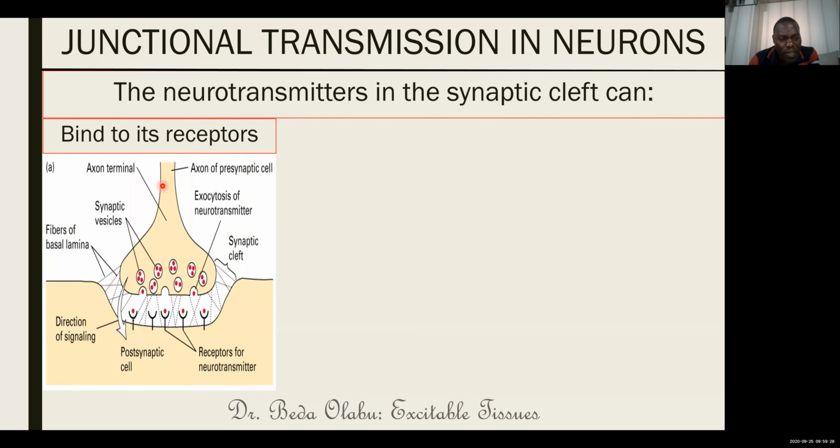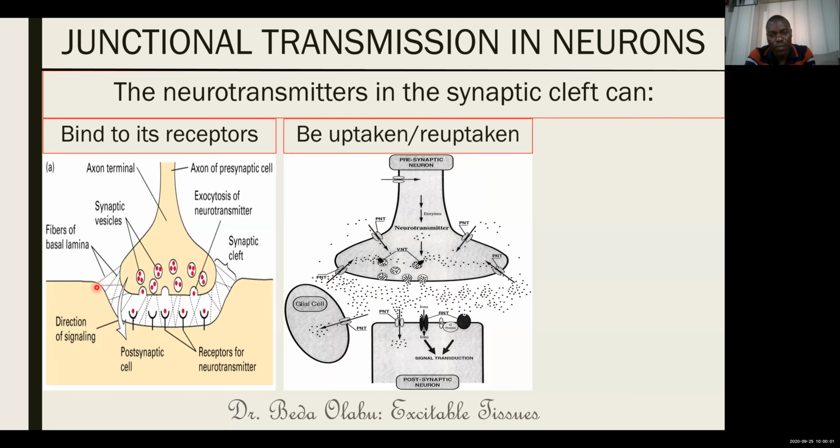The presynaptic cell contains vesicles with the neurotransmitter. The postsynaptic cell contains receptors for that neurotransmitter. So one option is that the neurotransmitter will bind to its receptors, which are on the postsynaptic membrane. That is one option. But that's not the only option.